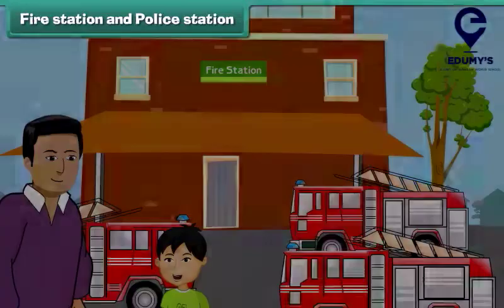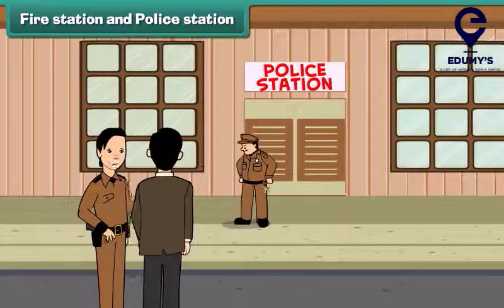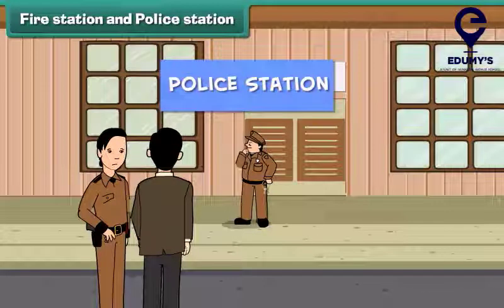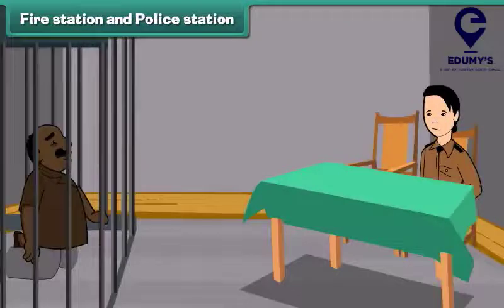Look, Dad, here are some policemen standing. What is this building? Oh, that's a police station. The police officers help people by maintaining law and order in the city. They watch wrongdoers and put them in jail.